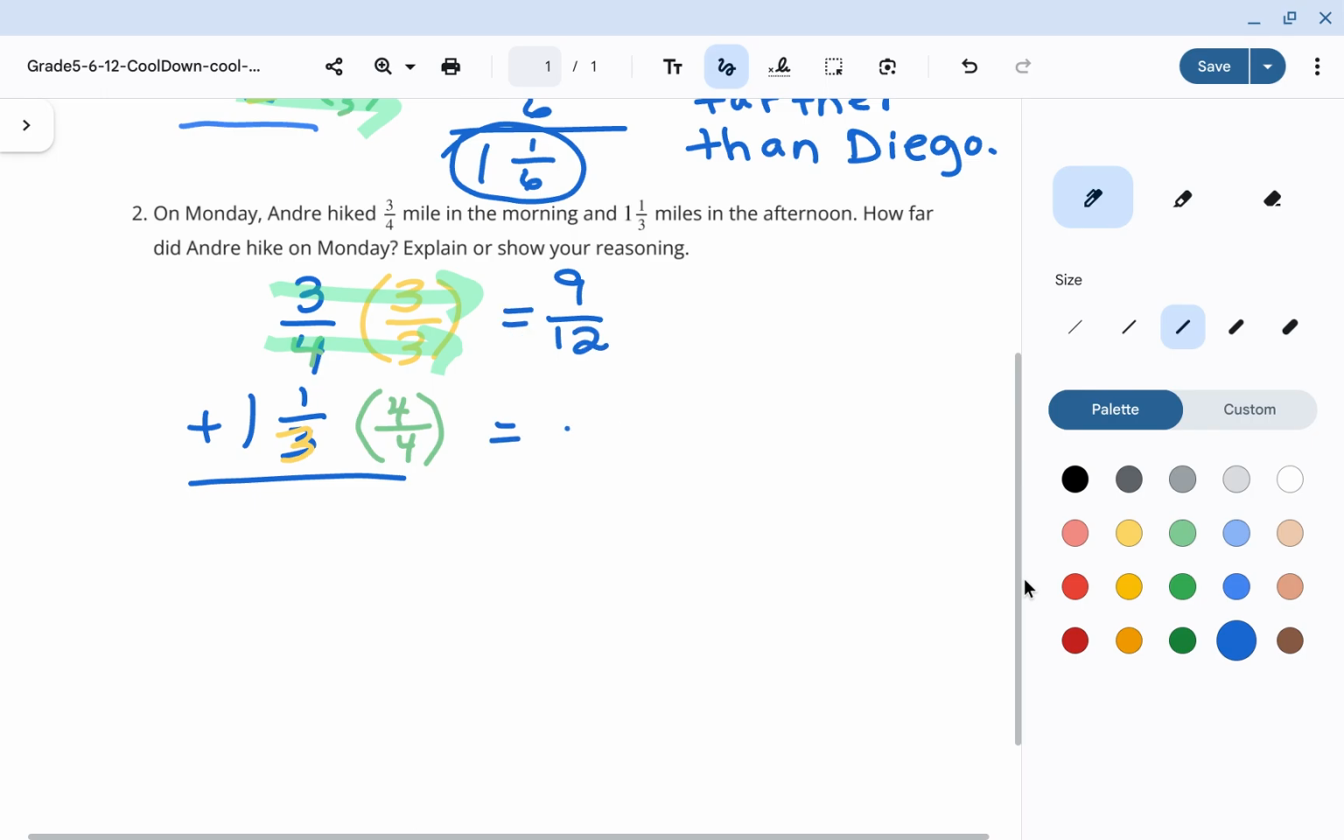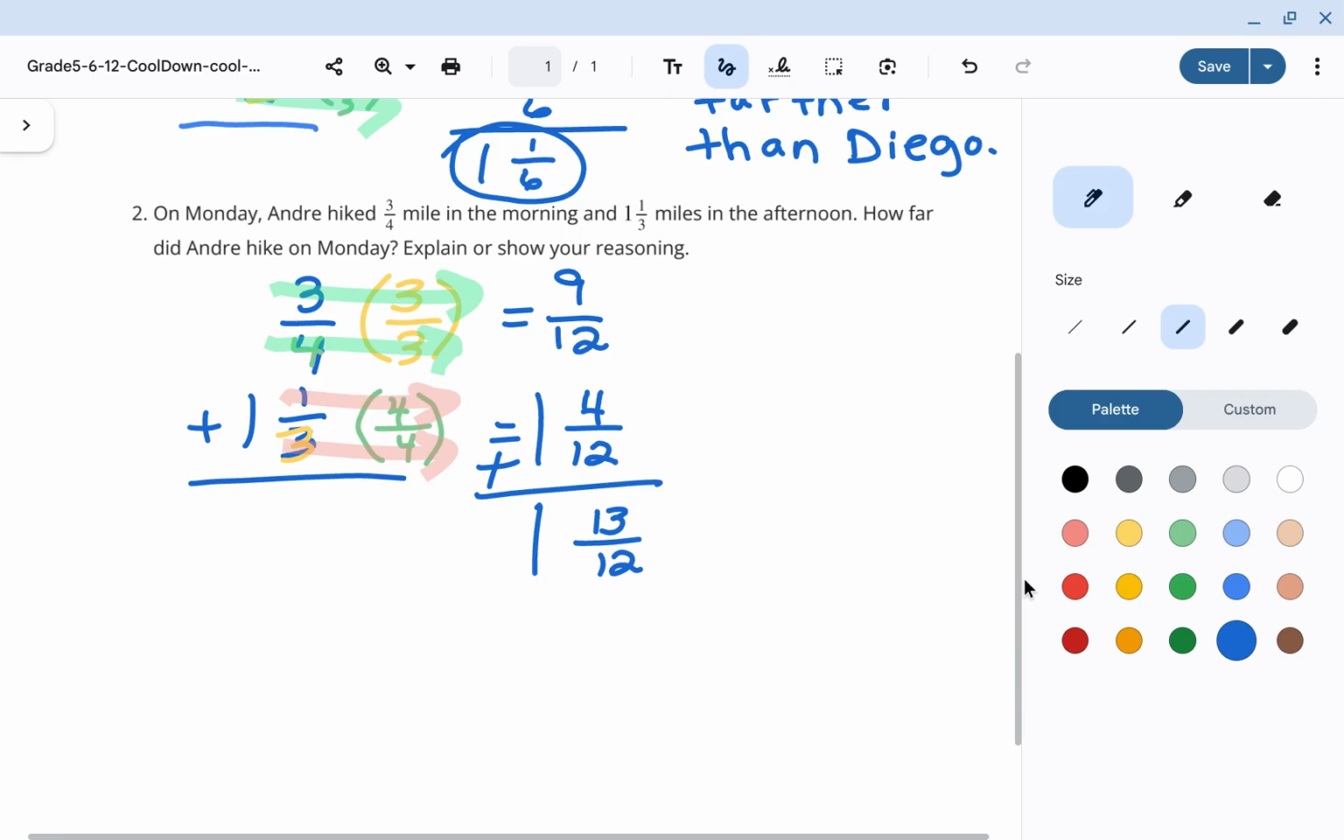We're going to do the same thing down below. We know that we're going to be multiplying 1 times 4 and 3 times 4. That is going to give us 4/12. And we'll bring over our whole number, we've got a mixed number down there. Now we are ready to add. We know that 9 plus 4 gives us 13, and our denominator stays the same, that is 12. And we have our whole number, so 9 twelfths plus 1 and 4 twelfths equals 1 and 13 twelfths.